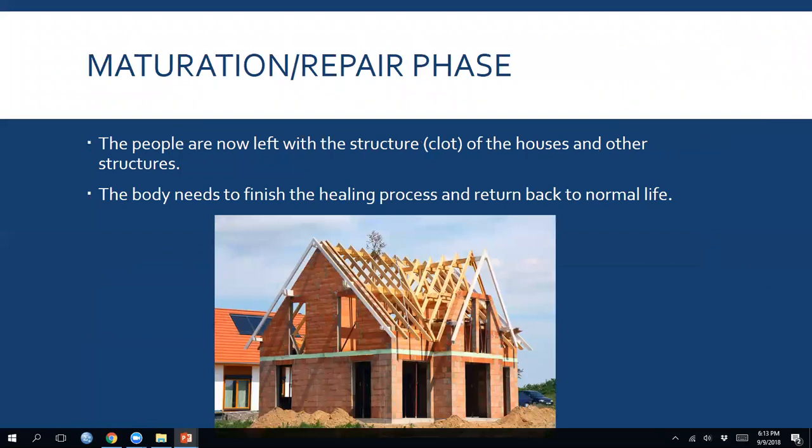And then the very last thing is maturation. And when this occurs, we know that sometimes the body just has to do its own. So we no longer need the chemical mediators, and it's able to return itself back to normal.